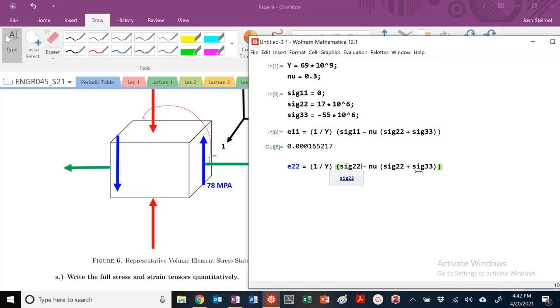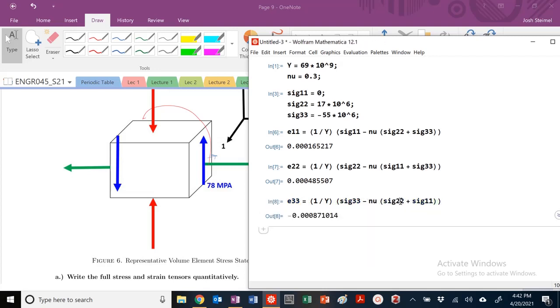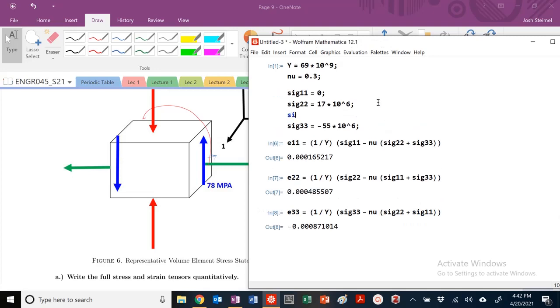Sig 22, sig 11, and I can do the same thing. Again, very similar. I'm pulling in that direction. But my 3,3, I bet this is going to be a negative. Actually, it better be a negative. So let's go to 3,3 minus nu times sig 11. And that makes sense.